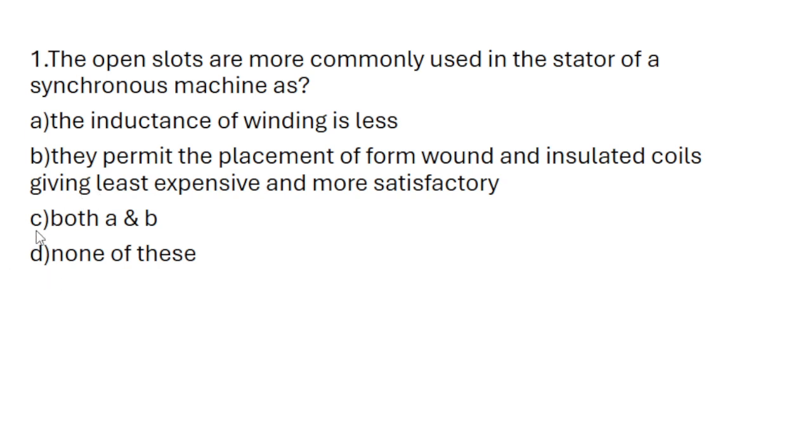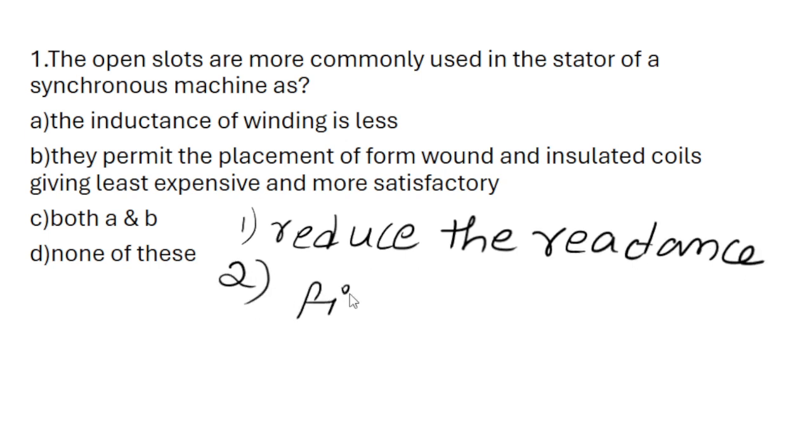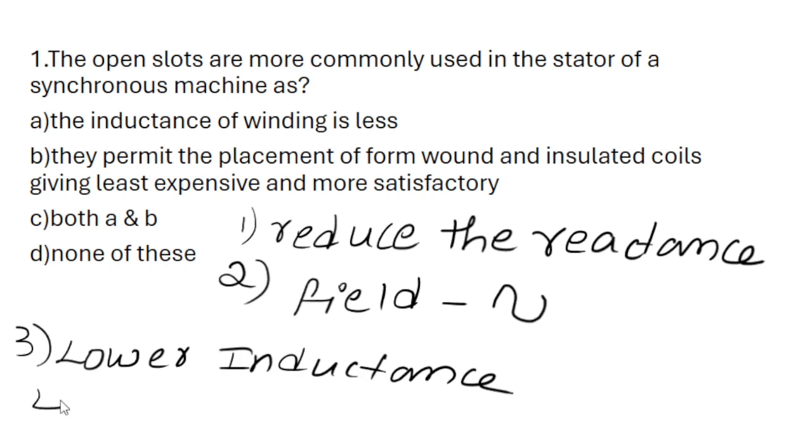The answer is: open slots are commonly used in the stator of a synchronous machine to reduce the reactance. First one is reduce the reactance. And the second thing is make the magnetic field distribution more sinusoidal. Next, open slots in the stator contribute to a lower inductance in the winding. Third one, lower inductance in the winding. And fourth one, allow the use of form-wound insulated coils. So here, option C is the correct, both A and B.